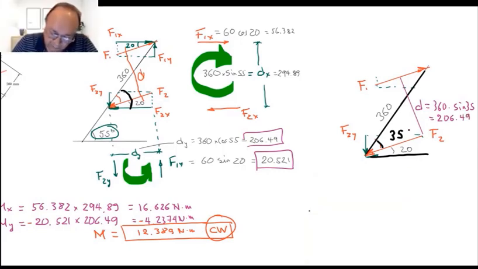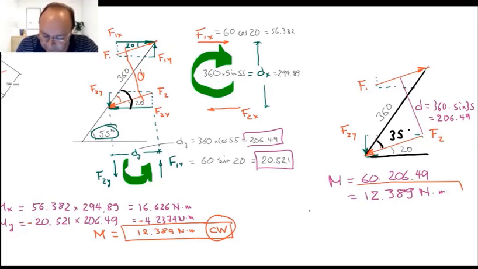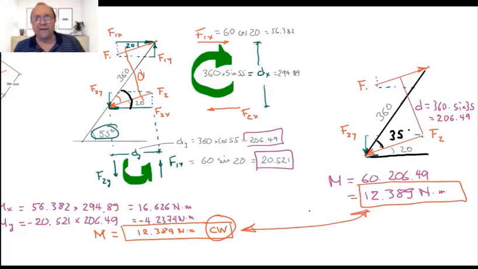So the moment, we can do it very quickly. The moment will be the magnitude 60 times 206.49 equals 206 times 60, 12,389. 12.389. I was sweating here. This is not going to give me the right value. Look. Yeah. Whew. Same thing, right?